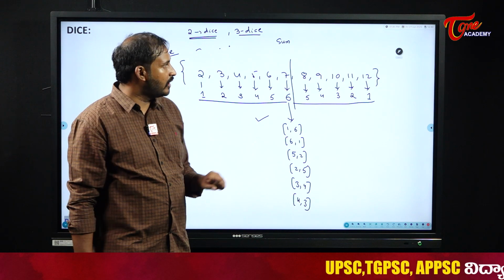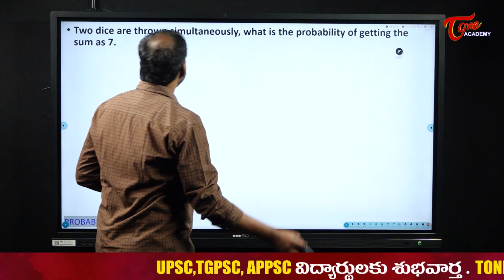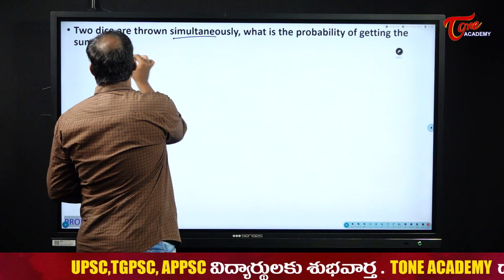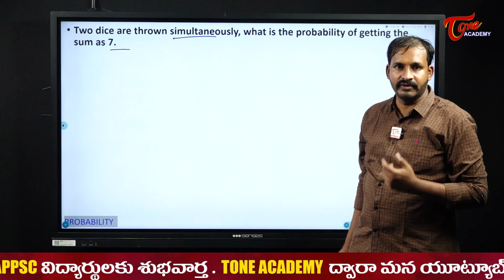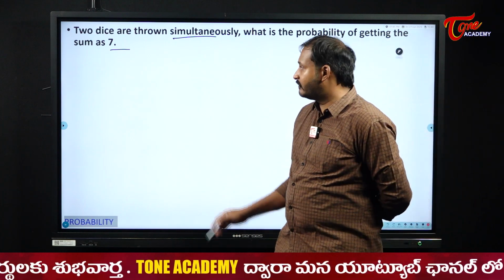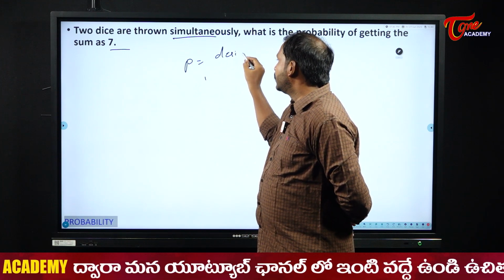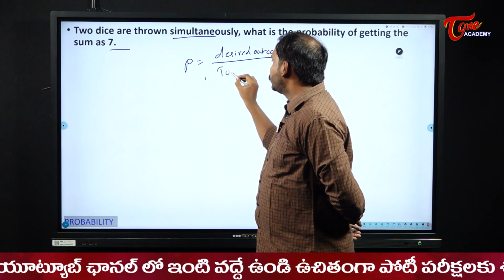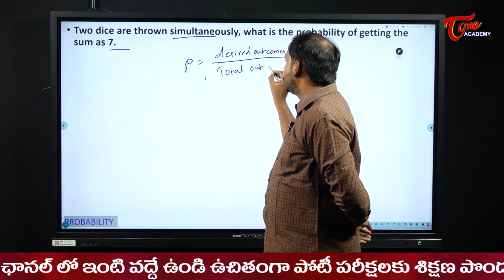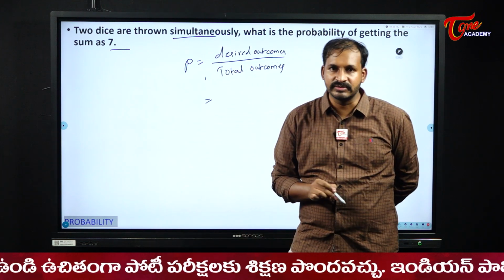Okay, right? Now we will start solving the problems. Now, two dice are thrown simultaneously. What is the probability of getting the sum as 7? Just now we have seen. How will we find the probability of the sum as 7? Probability means what? Desired outcomes by total outcomes. Yes, sir, desired outcomes by total outcomes.